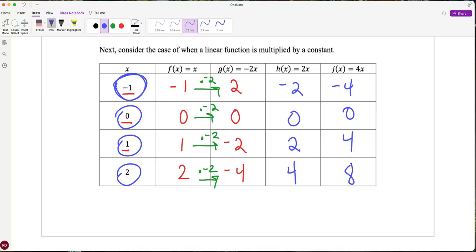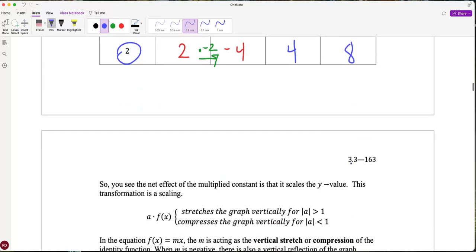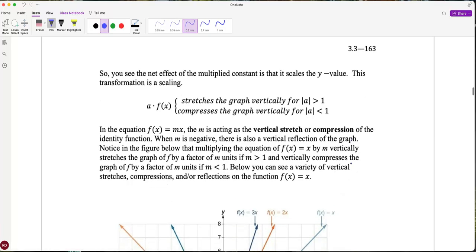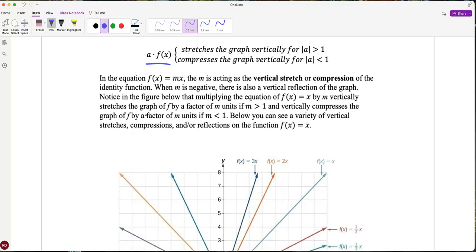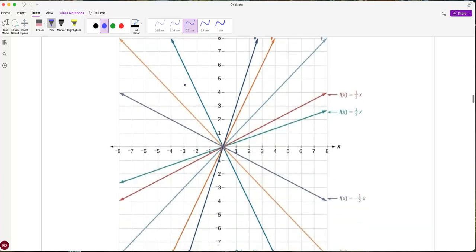So this transformation, I'm not adding or moving it up or down, I'm multiplying the number. So what's happening is I'm scaling the y value. If you have some function f of x and you multiply it by a number, if the number is bigger than 1, you're vertically stretching the graph. If it's less than 1, you're compressing the graph. So when you look at f of x equals m times x, that m is the vertical stretch or compression of the graph.